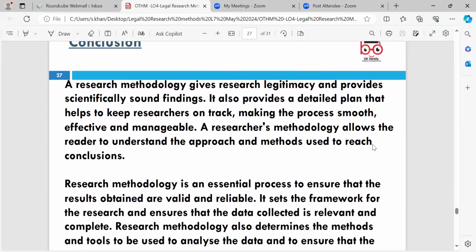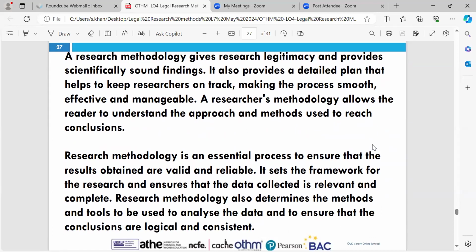So in conclusion, a research methodology gives you research legitimacy and provides scientifically sound findings. It also provides a detailed plan that helps researchers stay on track, making the processes smoother, more effective and manageable. A research methodology allows the reader to understand the approach and methods used to reach that conclusion. At the end of it, you will reach that conclusion, but you need to make sure that you are doing that properly and are able to reach that actual analysis towards the end with a conclusion.